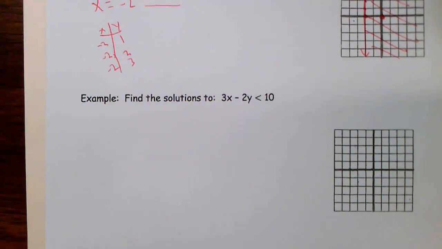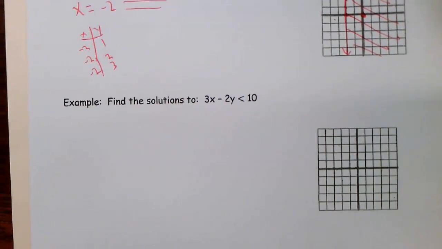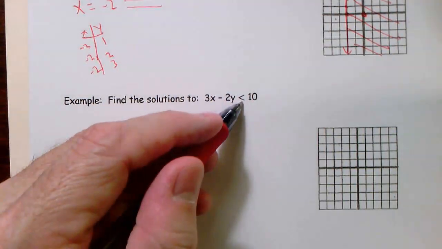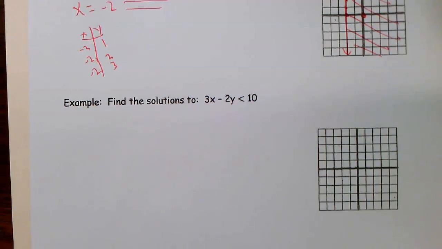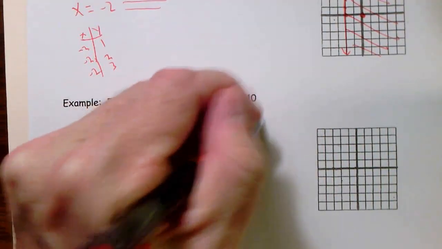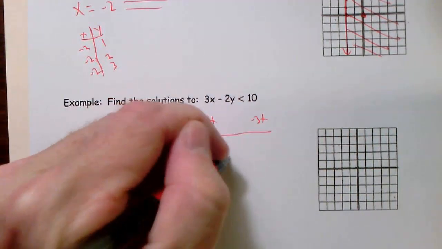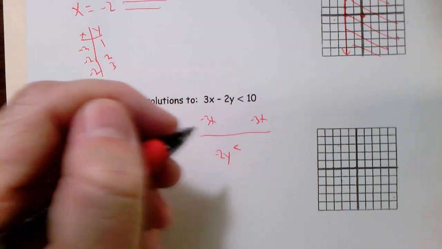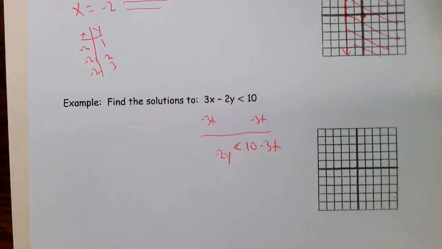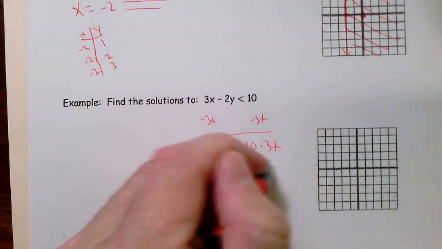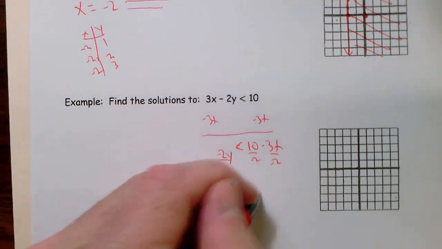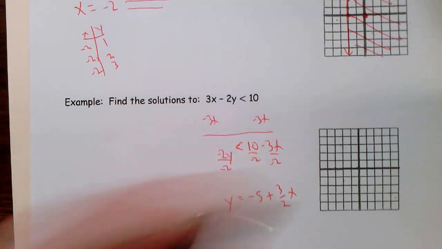All right, last but not least, and this is the one most people make a mistake on. All right, so first, what most people do is they don't worry about making this as an equal sign. They just do it mentally, and that's probably okay to do. But I want to get the y by itself, so I'm going to subtract 3x from both sides, giving me 2y is less than 10 minus 3x. And then I'm going to divide everything by -2. And if I was making this an equal sign, I would have y equals -5 plus 3/2 x.